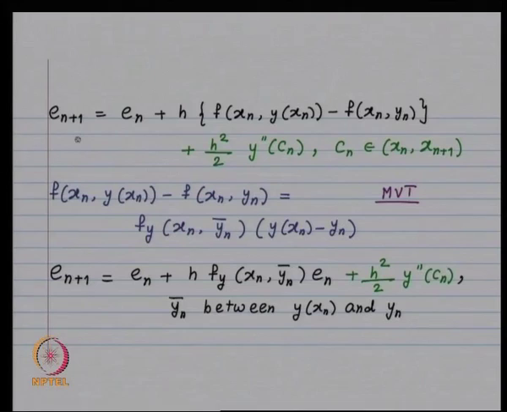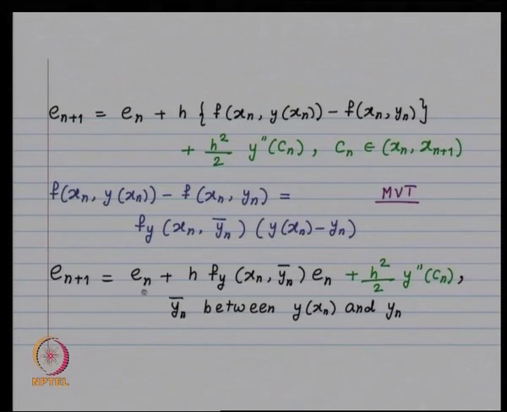So, look at this expression, E n plus 1 is equal to E n plus h times this plus this is the local discretization error. We are going to apply mean value theorem to this term. So, you have f of x n, y of x n minus f of x n, y n, the first term is the same. So, this will be the partial derivative of f with respect to y at x n, y n bar. So, y n bar will be something in between the two, into y of x n minus y n. So, that is the mean value theorem.